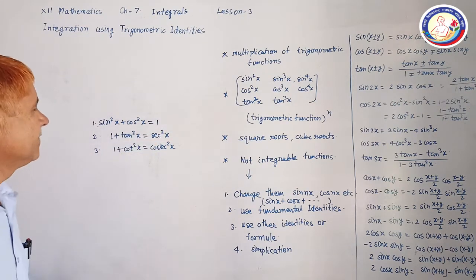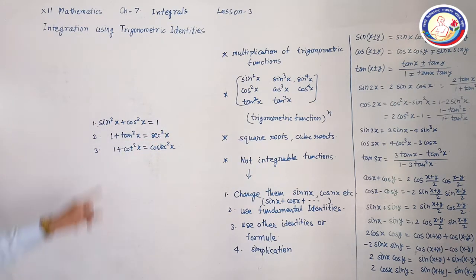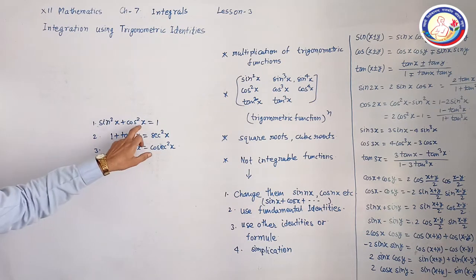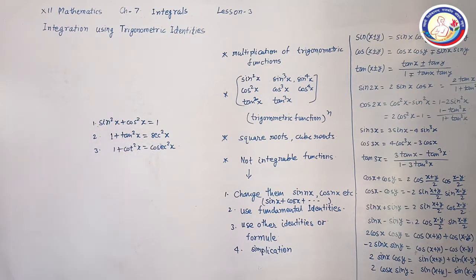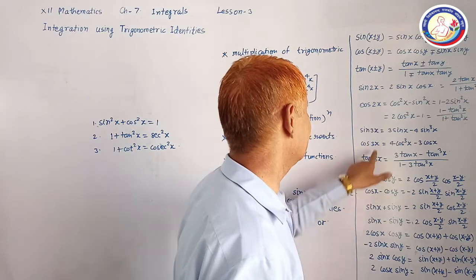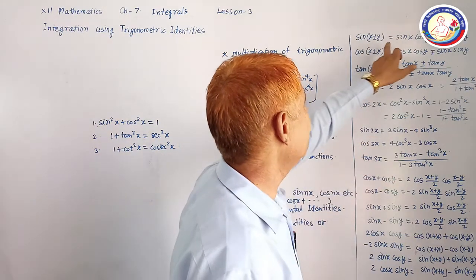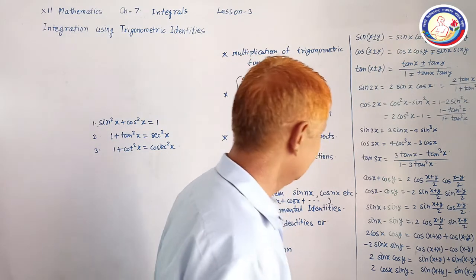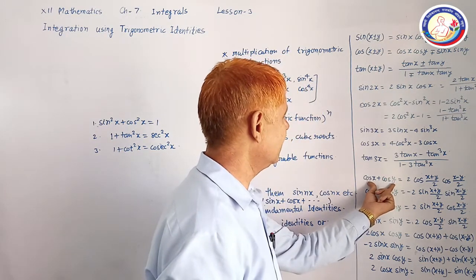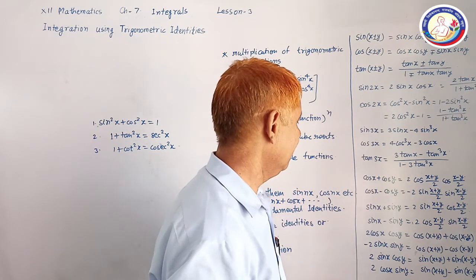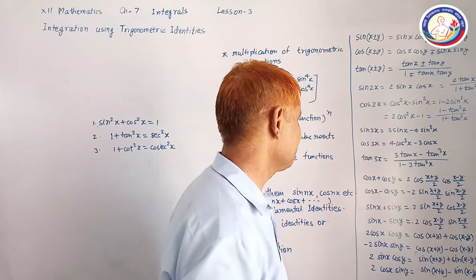Then the reverse ratios: the reverse of sine is cosec, cosine is sec, tangent is cot. And these are other formulas for sine 3x, cos 3x, tangent 3x, sine x plus y or x minus y, cos x plus y, x minus y. Then we have formulas for cos x plus cos y or cos x minus y, and similarly other formulas of this type.